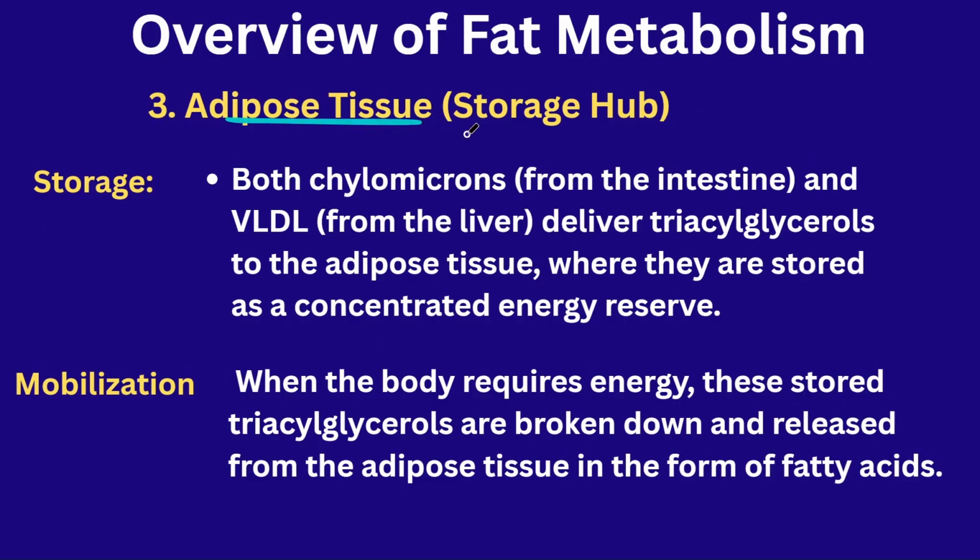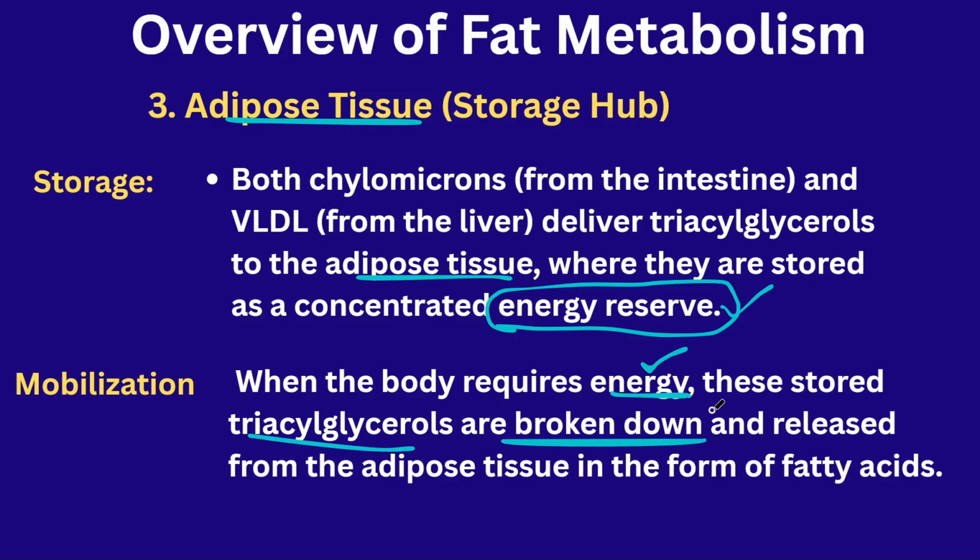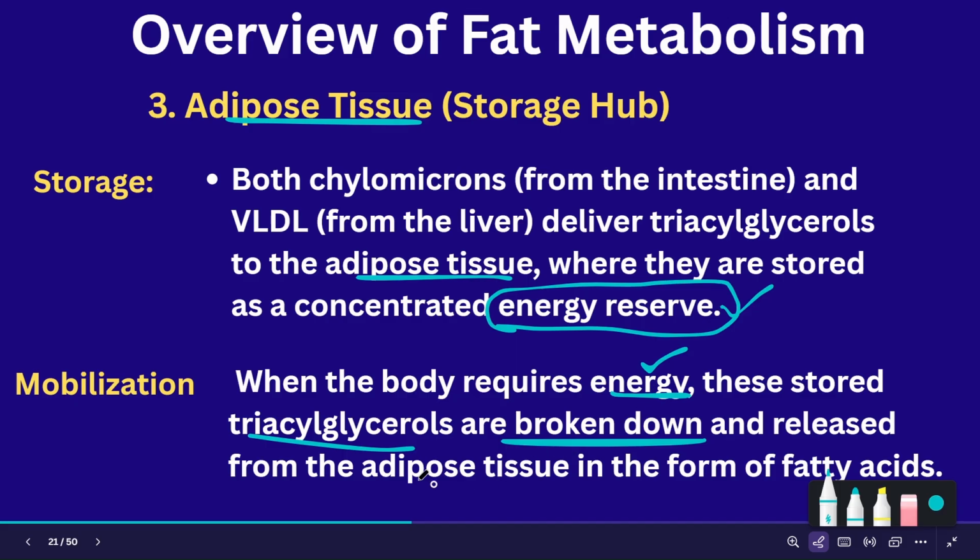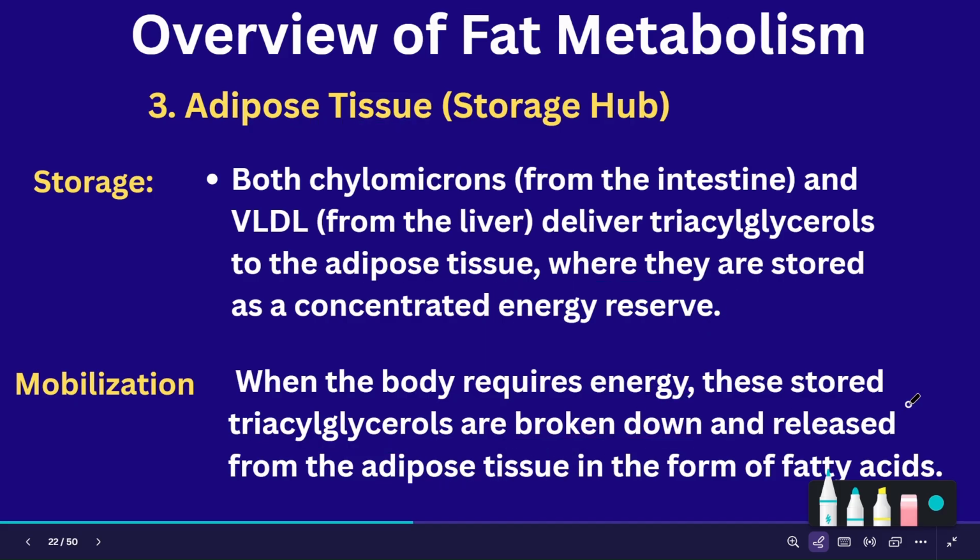Adipose tissue. We already know that we have fat in the body. The fat is stored inside the adipose tissue containing the adipocytes. These are the cells which contain more amount of fats. So these fats are stored in concentrated form in the adipose tissue. They act as energy reserves. Whenever there is a need of energy, these fats are broken down and they release the energy. So triglycerides are broken down to release the energy from the adipose tissue.